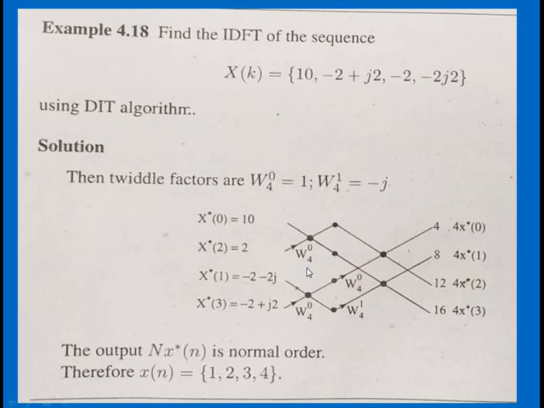After that, in the first stage I have to find the number of butterflies required. We all know the number of butterflies formula is N by 2 per block. In the first stage we have 2 blocks with 1 butterfly per block, and in the second stage we have only 1 block with 2 butterflies. For a single butterfly we require 1 twiddle factor, so the index has to start from 0. Here we have W4 power 0, W4 power 0, since it is the starting stage, so we give the index as 0.